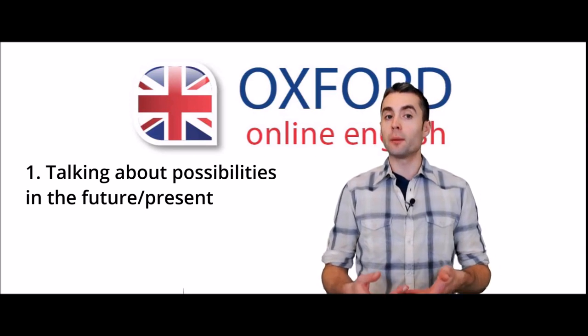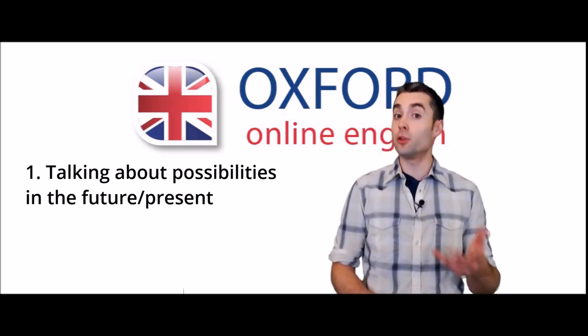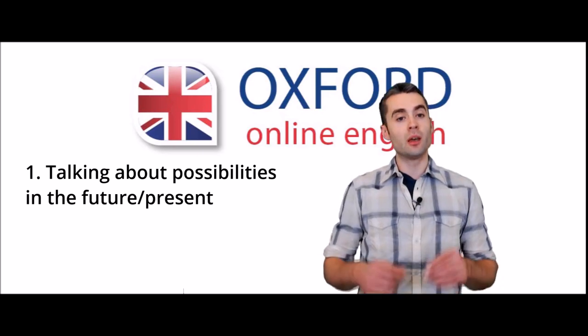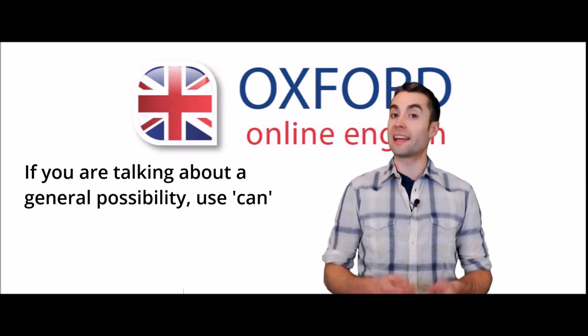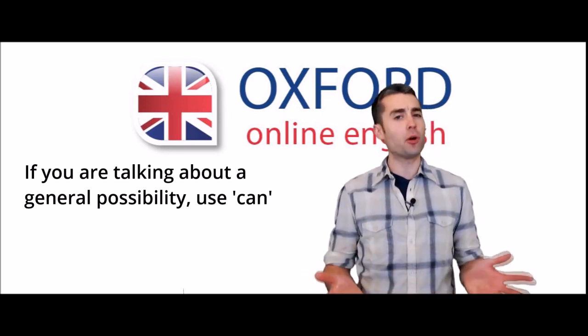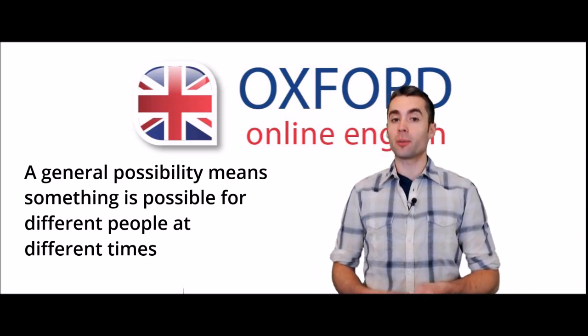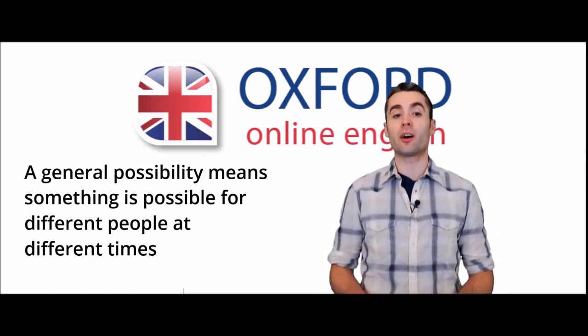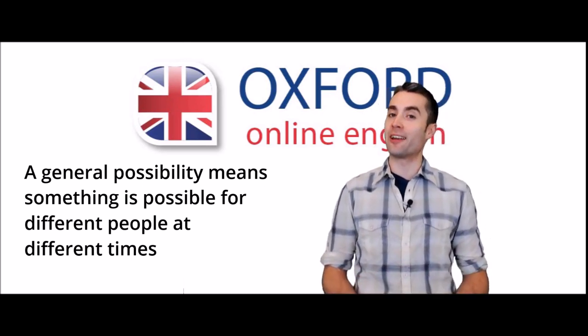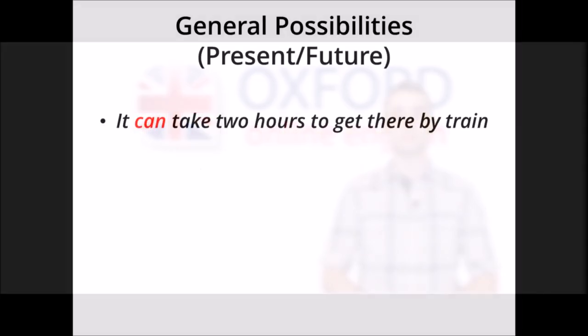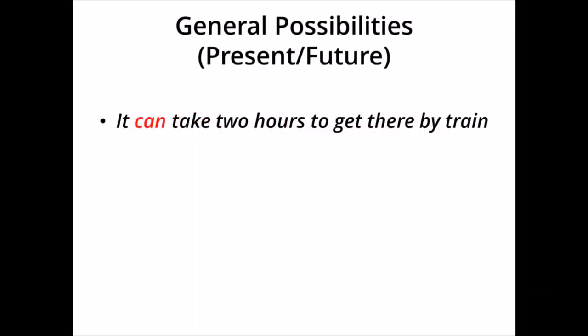First, let's look at using modal verbs to talk about possibilities in the future or the present. To talk about something which is generally possible, you can only use one verb, can. What does generally possible mean? It means you're talking about something which is true for different people at different times. You aren't talking about one action, one moment, or one event. For example, it can take 2 hours to get there by train. This is a general possibility, so that means it doesn't matter who goes or when you go. The journey can take 2 hours at any time.